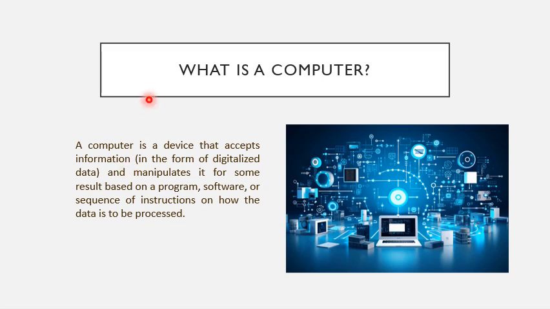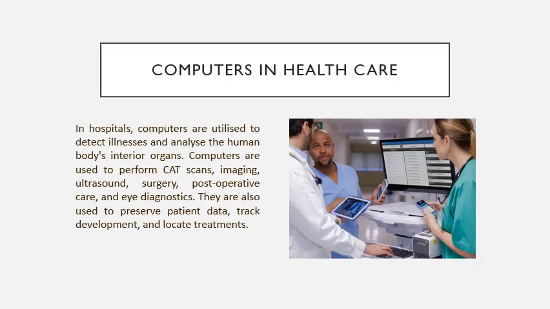But basically, what is a computer? A computer is a device that accepts information in the form of digitalized data and manipulates it for some result based on a program, software, or sequence of instructions on how this data is to be processed. In simple words, a computer is an electronic machine which receives input in the form of data, processes it within a CPU, and provides you an output with the help of output devices. It is a very important part of our life nowadays.